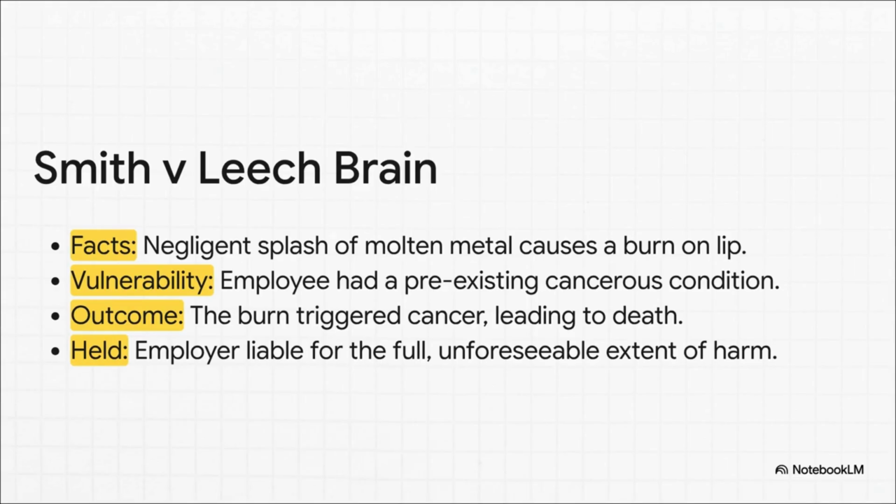An employee got splashed with molten metal on his lip because of his employer's negligence. Now, getting a burn, that's a foreseeable type of injury. But here's the twist. The employee had a pre-existing cancerous condition. The burn triggered the cancer, and sadly, he died. The court said the employer was liable for his death. Why? Because the initial injury, the burn, was foreseeable. That means they were liable for the full, completely unforeseeable extent of that harm.